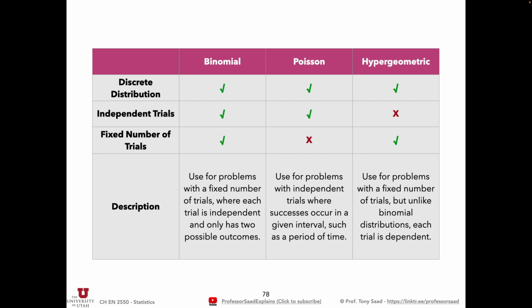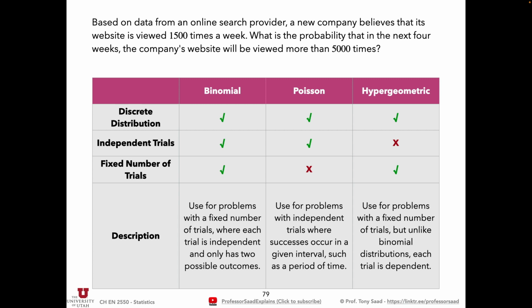Okay? I'll go through 3 examples, one for each. So based on data from an online search provider, a new company believes that its website is viewed 1,500 times a week. What is the probability that in the next 4 weeks, the company's website will be viewed more than 5,000 times? What can model this?